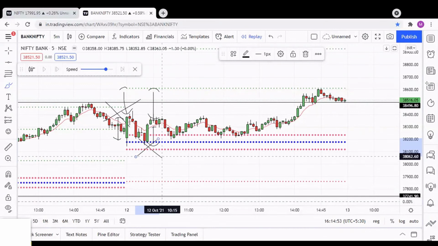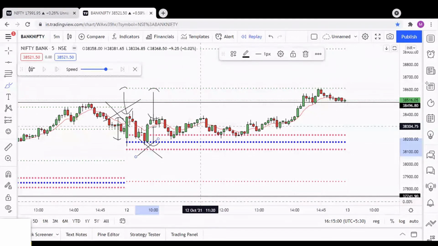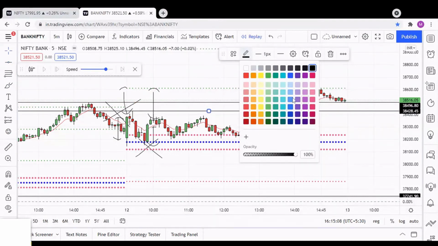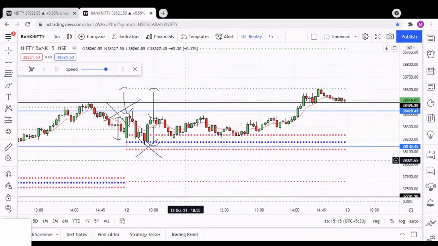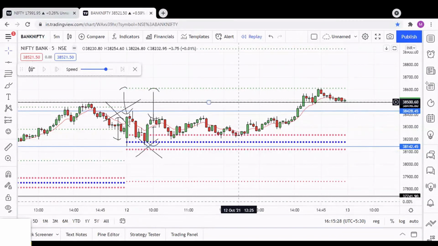Then looking for the next opportunity, let us mark the first 1 hour high and low because the market stayed sideways for the first 1 hour. This is IBH. This is IBL. And I could see an opportunity at this green candle. This green candle broke the IBH and closed above the IBH. One could go for a long entry at this point.